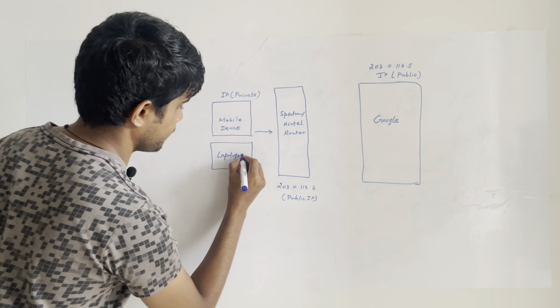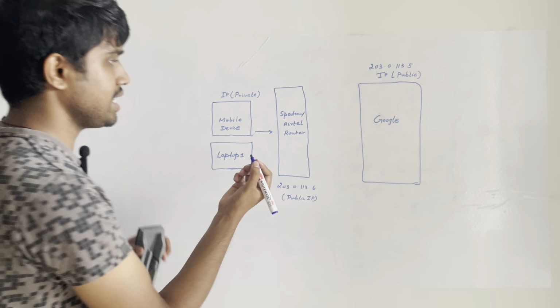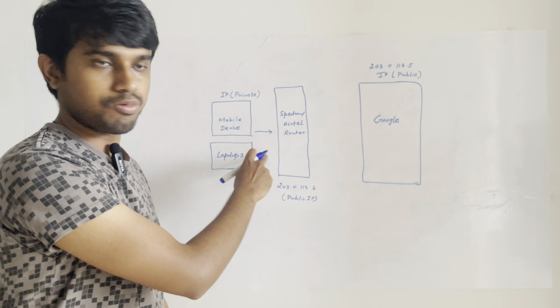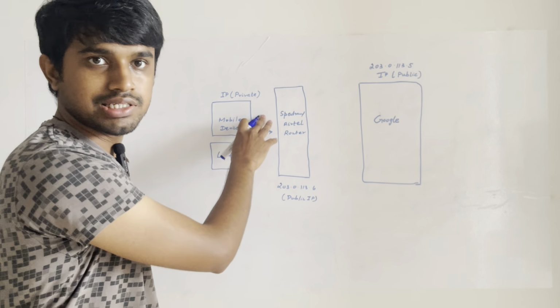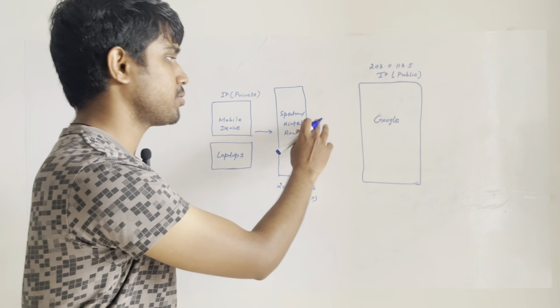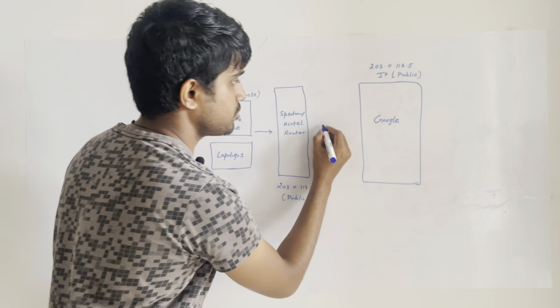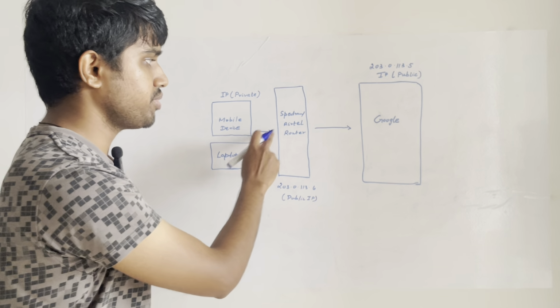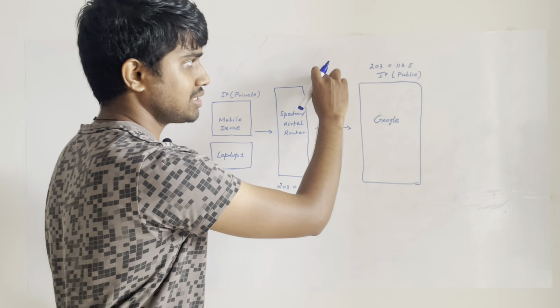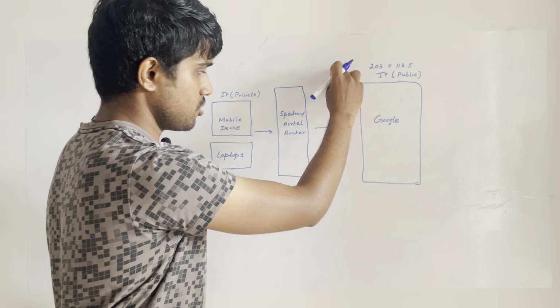Laptop 1. So you hit www.google.com using your Wi-Fi from your laptop or mobile device. Google will only know that the request came from the router. So when you send a request from here, www.google.com, it goes to the router, and we know that there is a DNS lookup that is going to happen here.